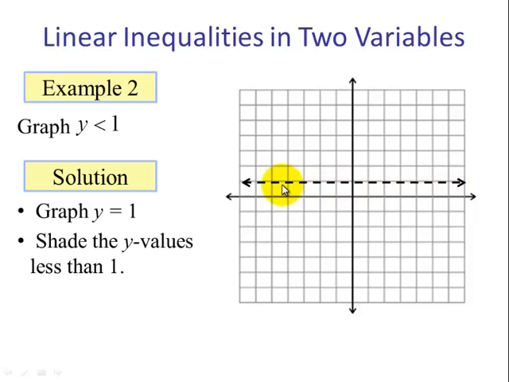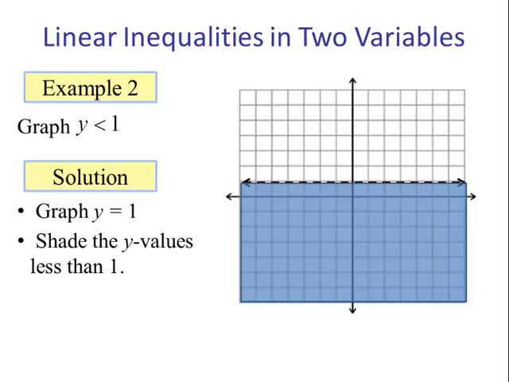Now the reason why this is a dotted line, this means any point that is on this dotted line is not a solution, because this is what we call a strict inequality. It's not an equal to. So all these values on this line are not a solution. If we shade in all the y values that are less than 1, we would have this area. So any x, y point in this region is a solution to this inequality.